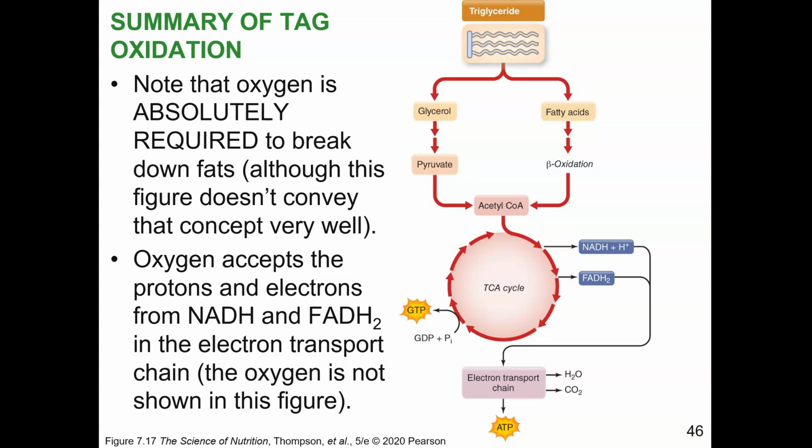So oxygen is required to break down fats. This figure doesn't convey that concept very well because they're showing how you're breaking down the triacylglycerol. Here, the glycerol goes to pyruvate, and here the fatty acids get to acetyl-CoAs, and we go through many turns of the citric acid cycle. The NADHs and the FADH2 go to the electron transport chain, and what they should show, but don't, is the way you get water: the oxygen accepts hydrogens to form water. They should have drawn the oxygen here, but they didn't. But that's why you need oxygen, because oxygen is required to accept those hydrogens and electrons, and then it forms water.